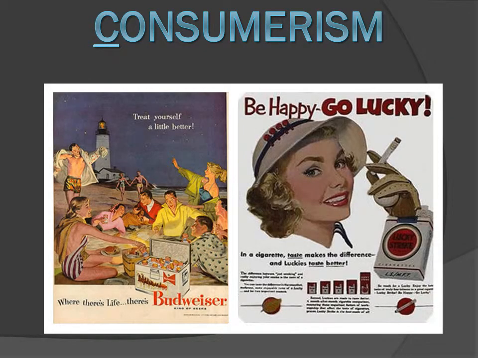We were not able to see him grow into what he later became, or later be able to become. Here's just some advertising, some ideas of advertising. One that you still see, which is the alcoholic advertising, but the other on the right that you don't see anymore. I love that. Be happy, go lucky. In a cigarette, taste makes the difference, and Lucky's taste better.